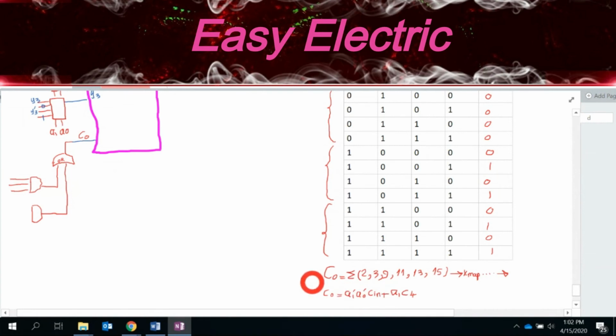So A1 prime, so should be A1 prime. This should be A0 prime. What we have is the C in, okay? What should be the next sentence is actually A1 and the C4. I just implement these functions that I got with the gates and connect to C0, okay? So that means right now you understand why we have this circuit connected based on the design that we have here, okay?